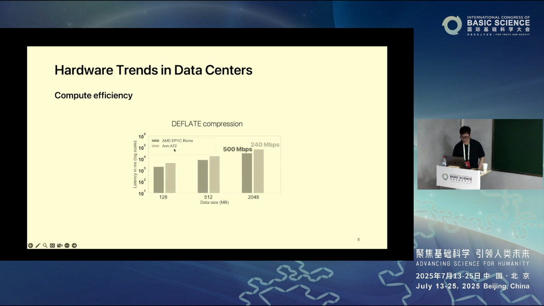We also run this task on the energy efficient ARM CPU. ARM is also very popular. There's a lot of development of ARM CPUs in data centers. Previously, it was primarily for mobile devices like phones. But nowadays, people are increasingly deploying ARM CPUs in data centers as well. The performance of this ARM CPU is much lower than the AMD one, so the compression throughput is only 240 megabits per second.